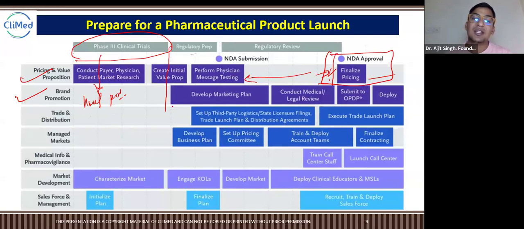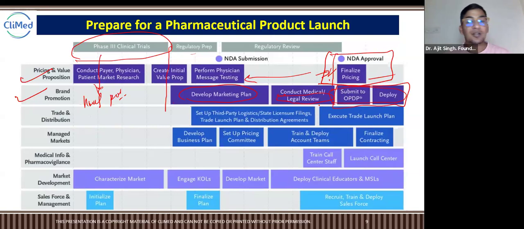So they start the branding and promotion when they start regulatory applications, NDA submissions. When they start regulatory preparations, that time they develop the marketing plan and the medical and legal reviews. What are the legal reviews? Could be like compensation and all, right? And then they work on the deployment after NDA approval. Brand promotion means from the regulatory preparations to the regulatory review, they plan the marketing and all the legal reviews for compensation, and how they will tackle the side effects. And once they are done with the marketing plan, they will deploy it directly in the market, right?